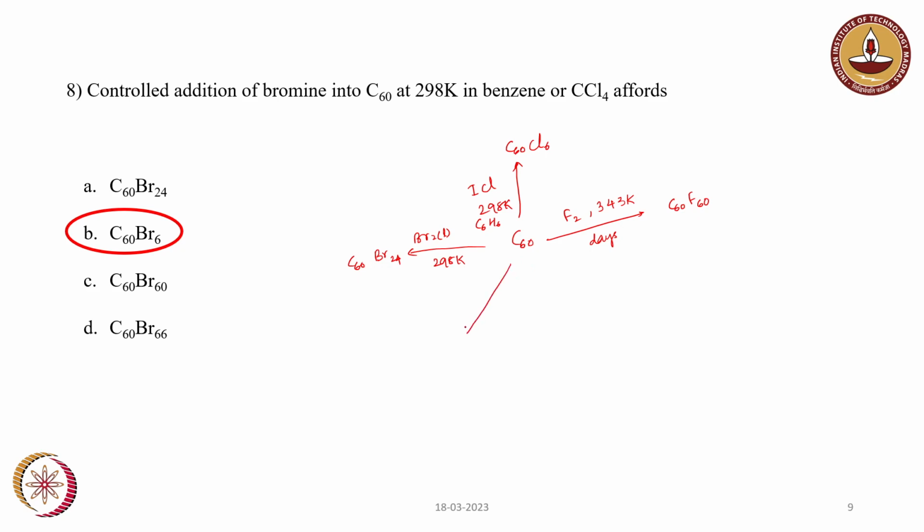and then if we use Br2 at 298 Kelvin in presence of CS2 or CHCl3, it will provide C60Br8, and finally in reaction with again F2 in presence of sodium fluoride at higher temperature 520 Kelvin, it will give C60F46.